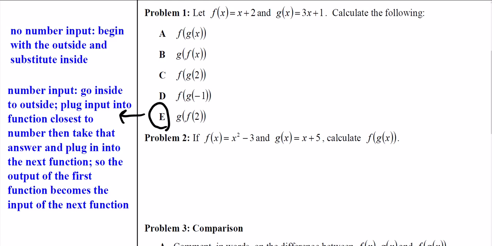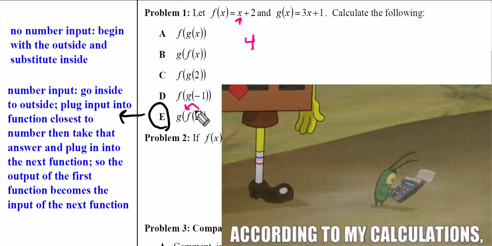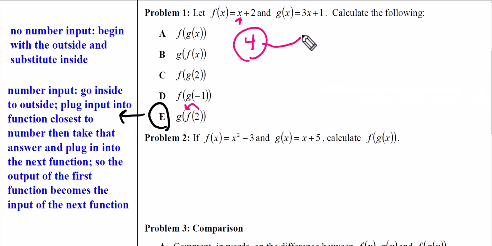Now, if you recall, I did kind of tantalize you with doing this mentally. So for example, those of you that want to follow along mentally, I'm going to plug in a 2 in for the function f. So if I plug a 2 in here, 2 plus 2 is 4. And then if I take that 4 and plug it into the other function, that's 3 times 4 is 12, plus 1 is 13. So E should be 13.